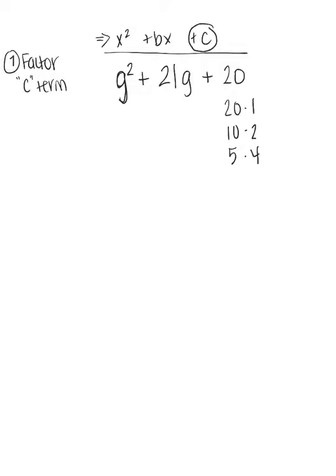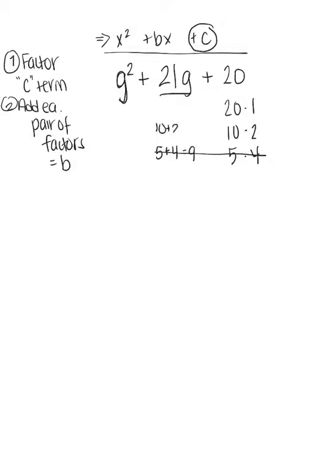So I'm going to end up trying to figure out which ones added up will give me 21. So then I want to add each pair of factors because I want them to equal my B term. So 5 plus 4 equals 9. No bueno. 10 plus 2 equals 12. Still no bueno. 20 plus 1 equals 21. Ding, ding, ding. So this is the pair of factors I want to use.